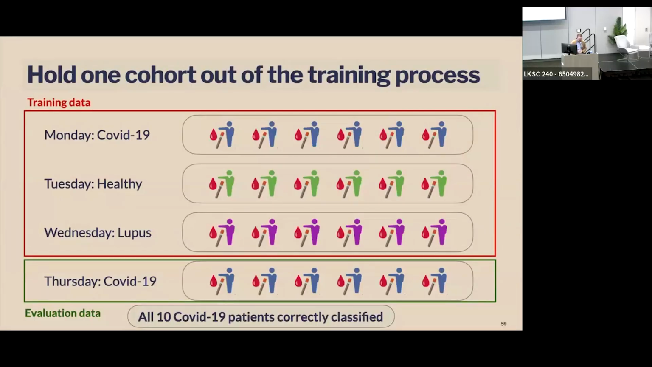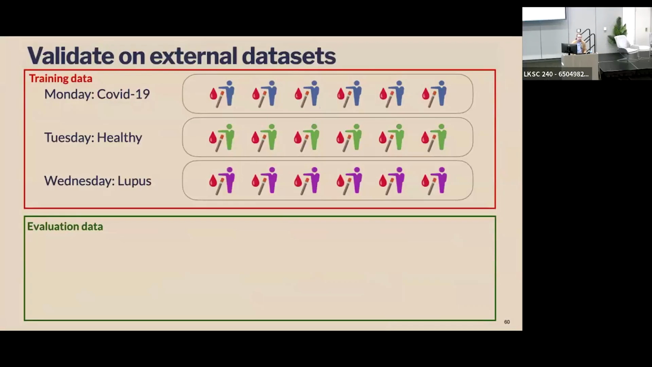In this case, what we saw was that when we did this experiment with a new COVID-19 cohort, all of the patients there were correctly classified. We also did similar tests with lupus patients and healthy controls, and we saw that the results were consistent with the overall accuracy of our model. So this increases the likelihood that what our models are picking up on are true biological signals rather than batch effects.